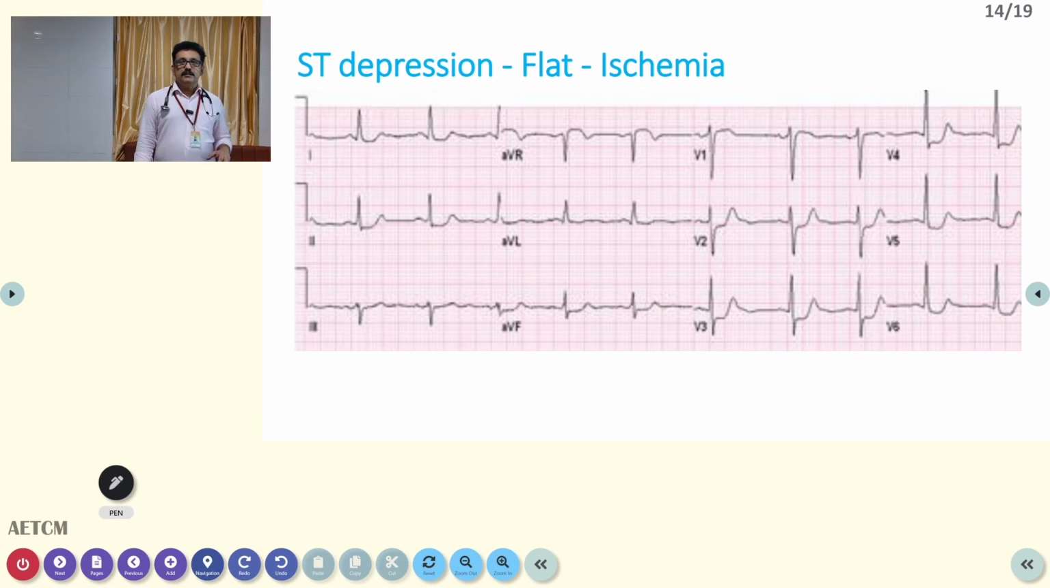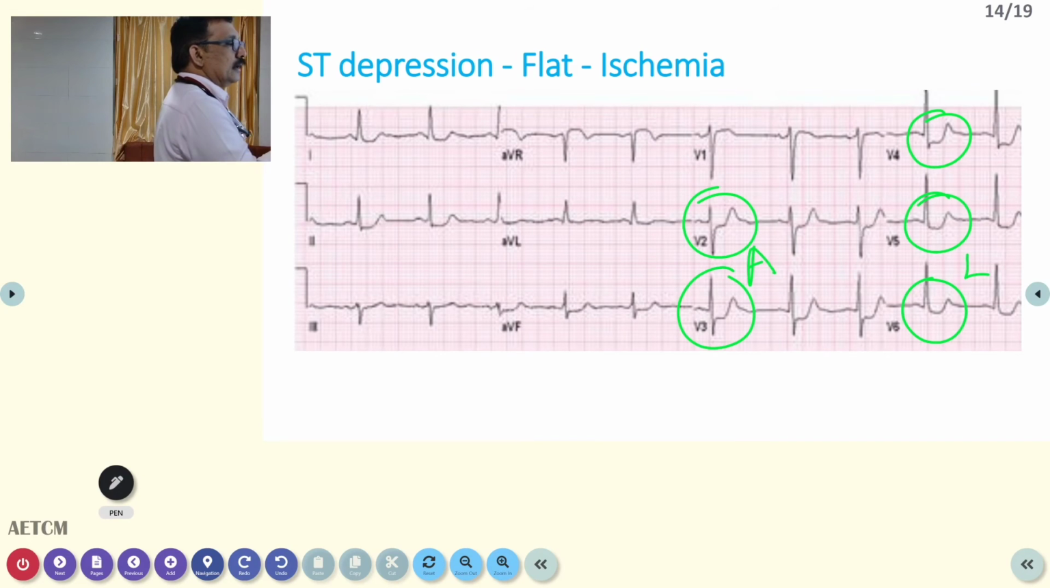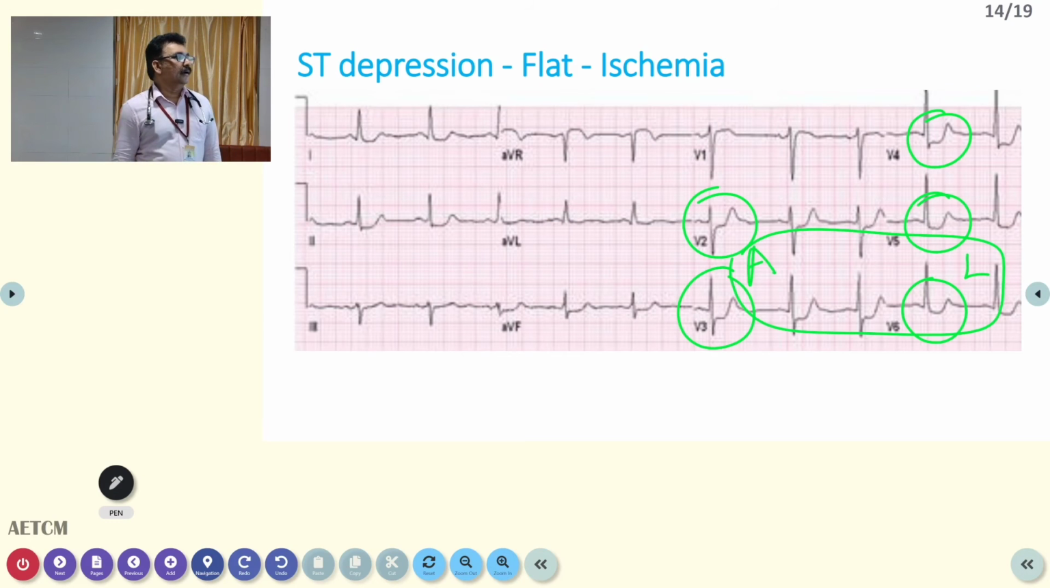Now, flat ST depression almost always indicates ischemic heart disease. Depending on the area, you can tell what type of ischemia it is. So here we have V3, V2, V4, V5, V6. So these are anterior leads, these are lateral leads. Okay. So anterolateral ischemia, anterolateral ischemia, and even you can see here inferior leads also you are getting some ST segment depression.